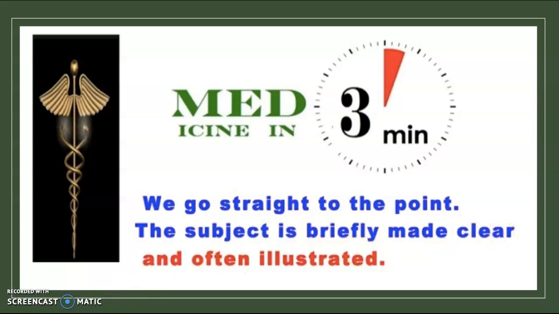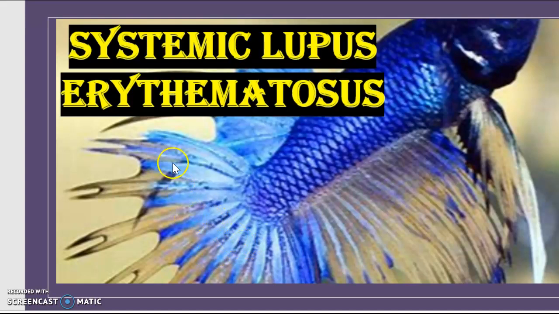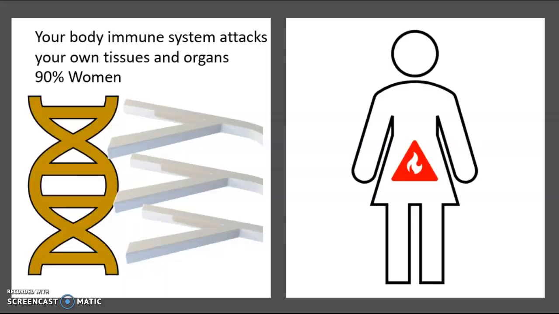Let's start. Today's topic is systemic lupus erythematosus. What is this disease about? Actually, your body's immune system attacks your own tissues and organs. There is a female predominance: it occurs in 90% of women rather than men.